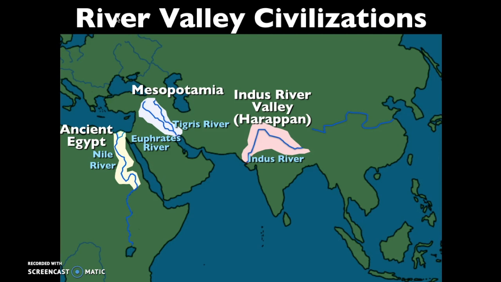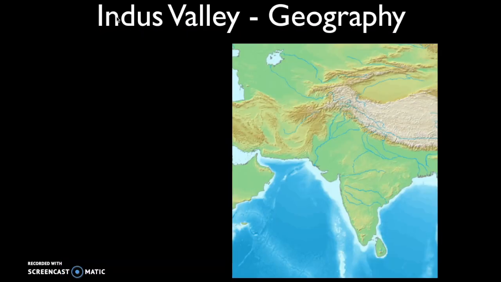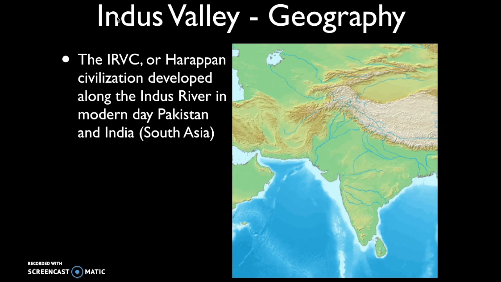So the obvious similarity in all three of these examples is the presence of a river to provide fertile soil, to provide good farmland. So the Indus River Valley civilization, or the Harappan civilization, developed along the Indus River in modern-day Pakistan and India, in the region of South Asia. So it's really important in AP history that we start learning these various regions.